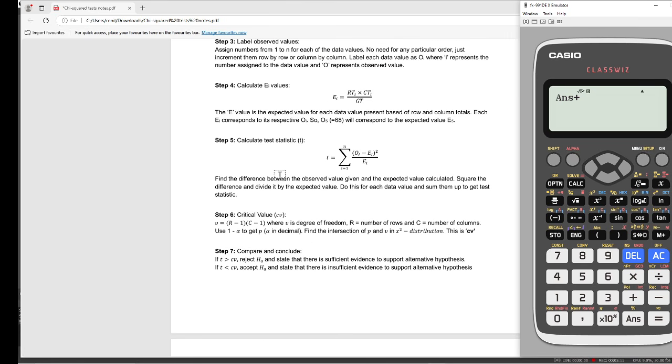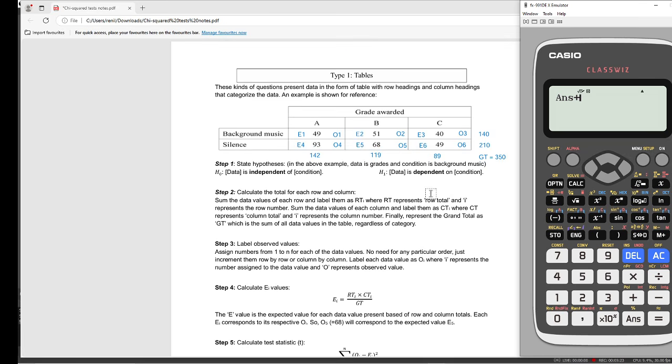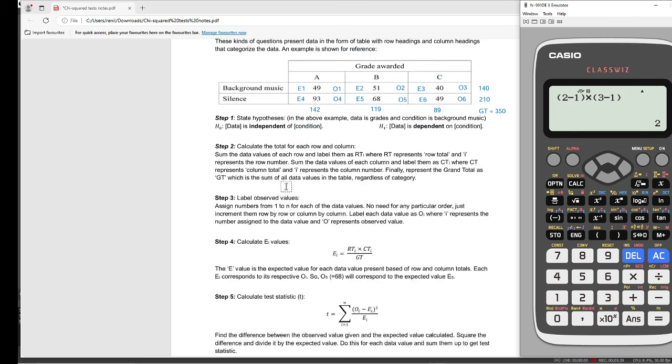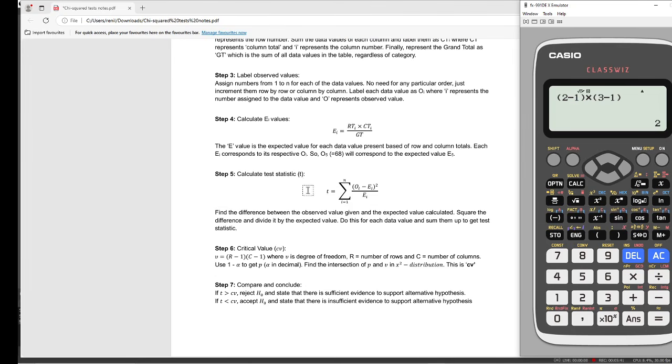So how we perform this calculation is by doing r minus 1 times c minus 1, and that represents the degree of freedom. R represents the number of rows, c represents the number of columns. So the number of rows here is 2, so 2 minus 1, and we multiply that with the number of columns minus 1. The number of columns is 3, so 3 minus 1, and this gives us our degree of freedom as 2. So it's really simple, where nu is 2.